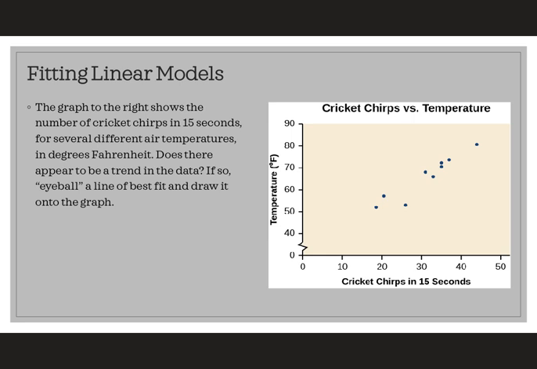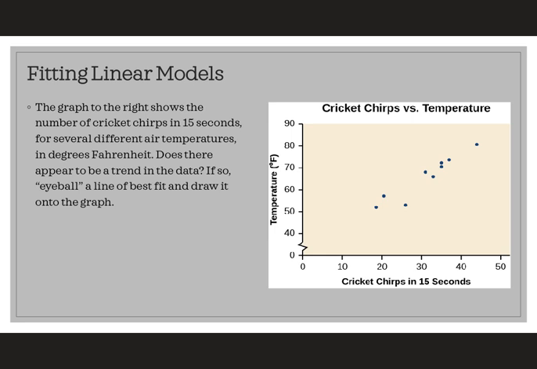This is real data from a real scientific experiment. I don't have it at my fingertips to give it credit, but it is credited in the textbook. You have the number of cricket chirps in 15 seconds at several different air temperatures, and this is in America, so it is in degrees Fahrenheit. Does there appear to be a trend in the data? Just look at it.